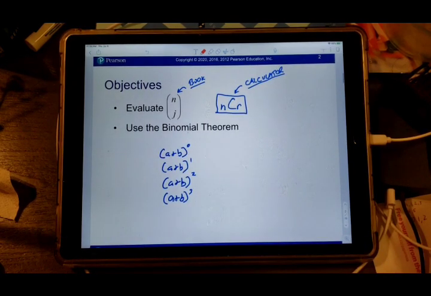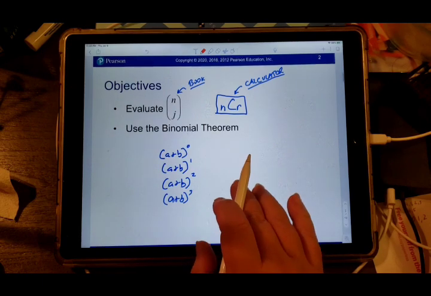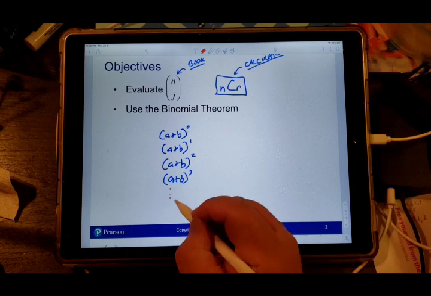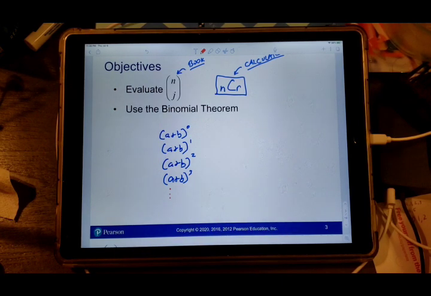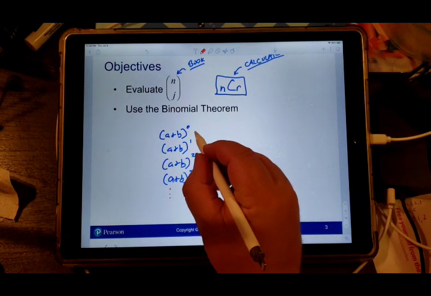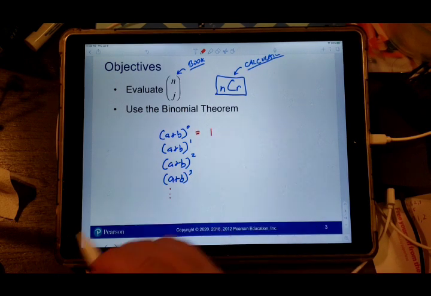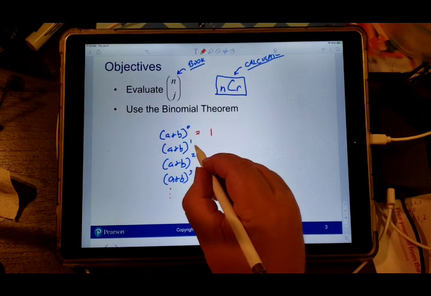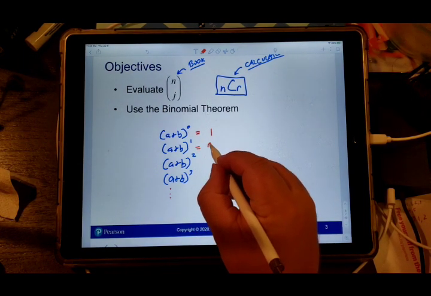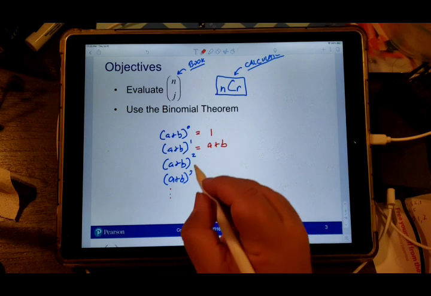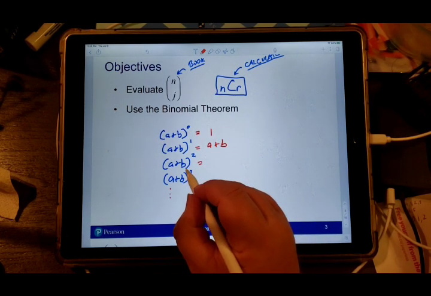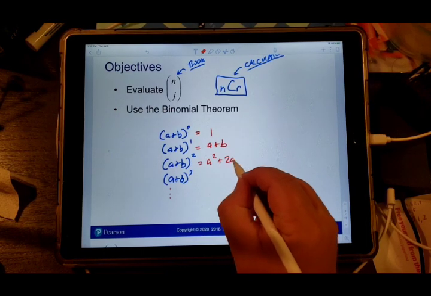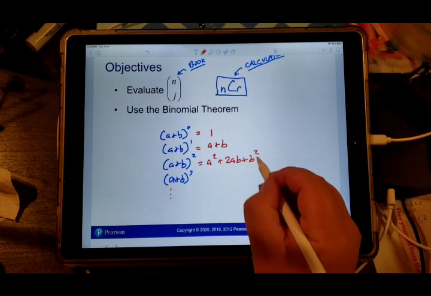And then the binomial theorem itself is essentially following this pattern indefinitely. So what's this pattern? Well, a plus b to the 0 we know is 1. Everybody knows that. A plus b to the 1 is just a plus b. A plus b squared, most of you have memorized this one a long time ago. It's a squared plus 2ab plus b squared.